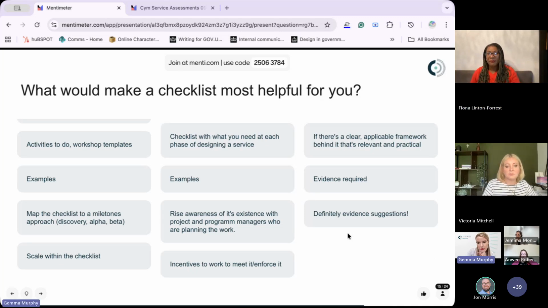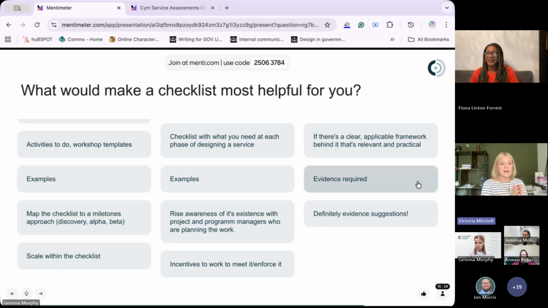And when did you want to come in? Yeah, so I wrote definitely evidence suggestions. I don't think it's about cheating. I think it's about how can we assure ourselves, right? What would be considered evidence of that? What could we point to, to say that we are doing whichever element of it? Have you got any thoughts on that, Anwen?